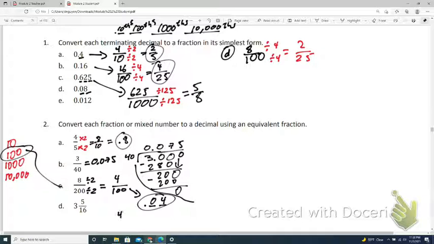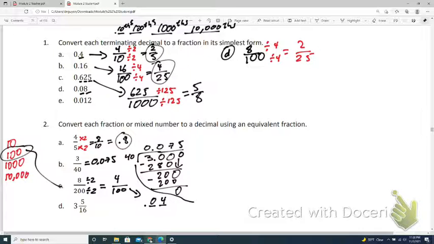Remember, don't write this part down, but if you had 4 over 10, that would be 0.4. Right? Because if it's over 10, that means there's 1 place value. But if it's over 100, that means there are 2 place values. That's when it should end in the hundreds place, or 2 numbers after the decimal.